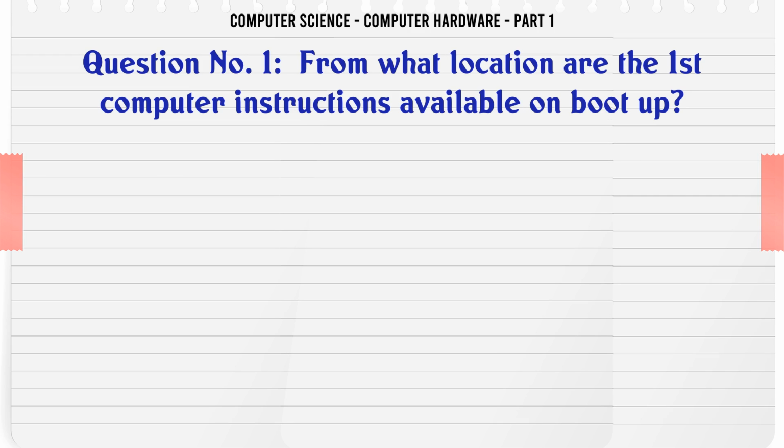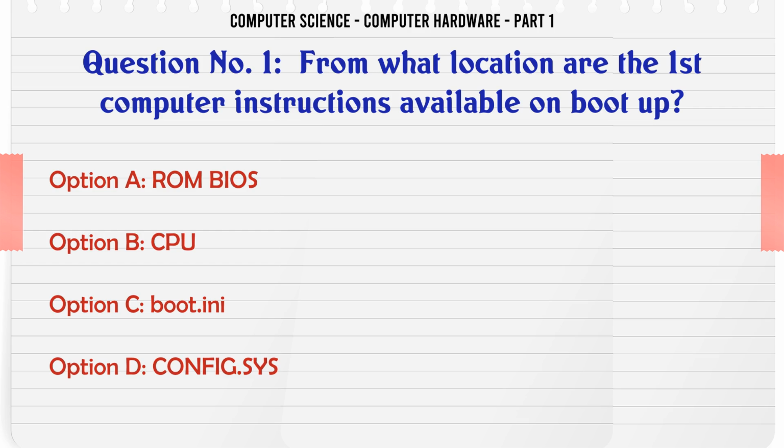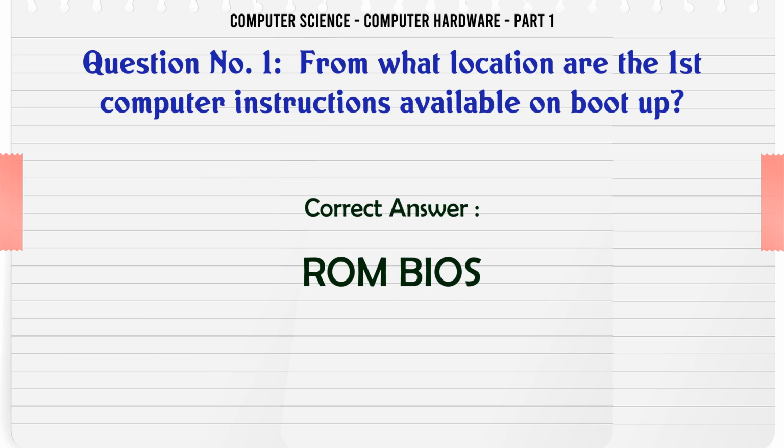From what location are the first computer instructions available on boot up? A. ROM BIOS. B. CPU. C. boot.ini. D. config.sys. The correct answer is ROM BIOS.